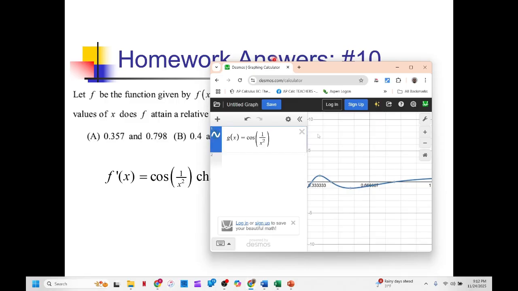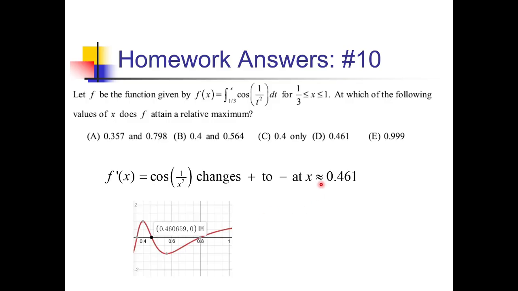And taking a look at where this is changing positive to negative, that happens right here at this 0.461 spot. So since we're changing positive to negative at x equals approximately 0.461, that means that f has a relative max at that x value. So that's going to be choice D.